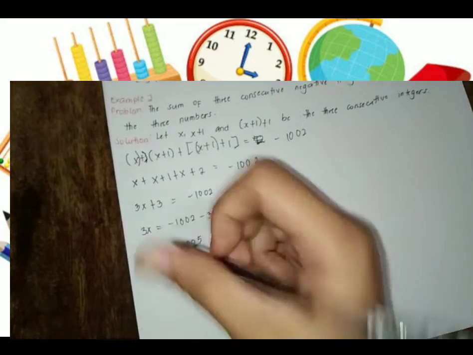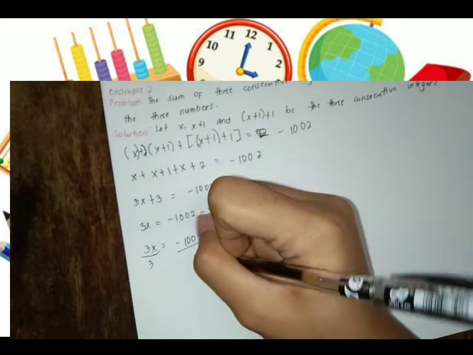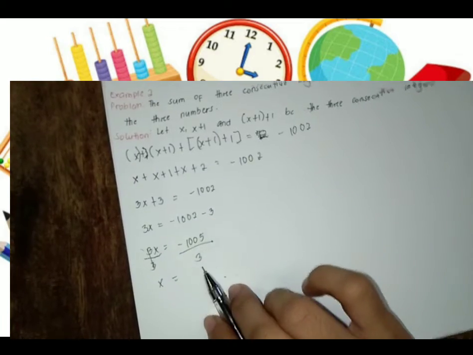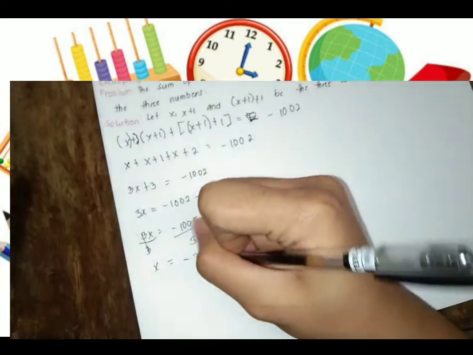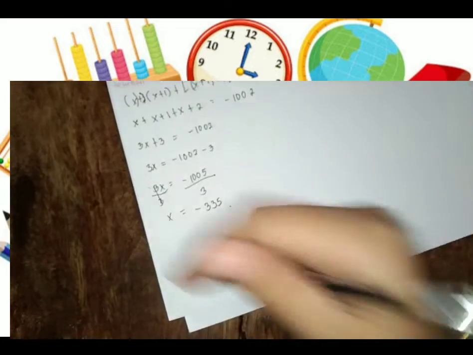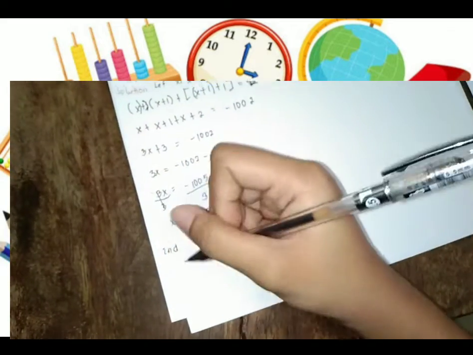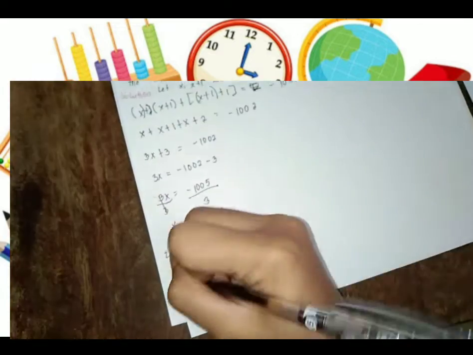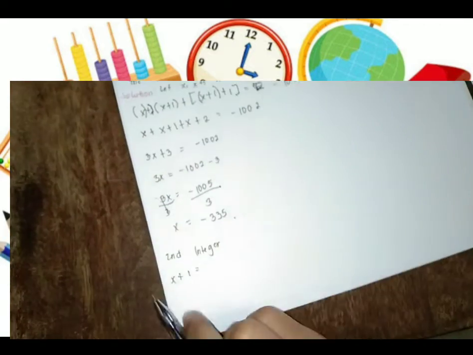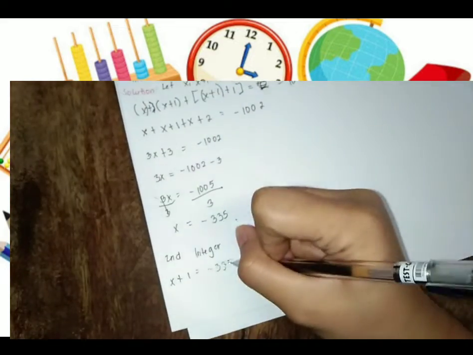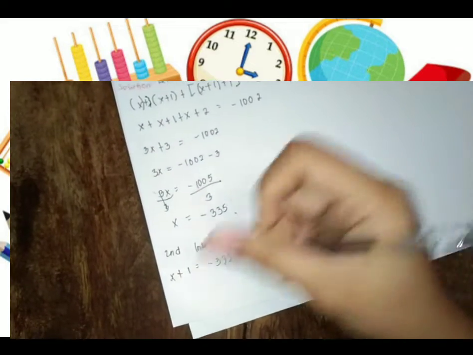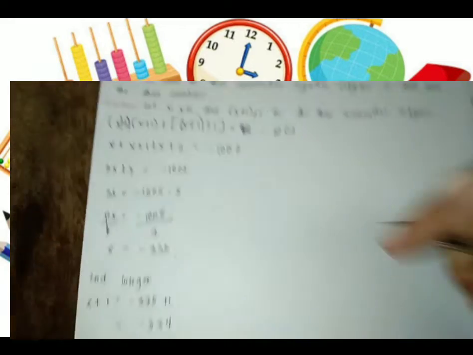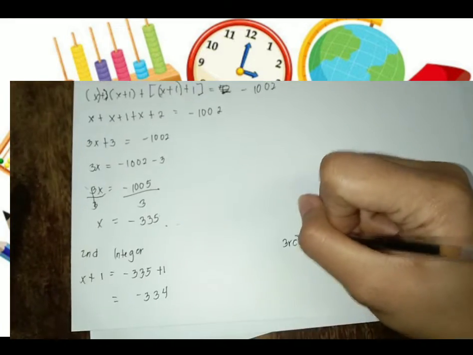Now we are going to divide the 3 into both sides. Cancel. Negative 1,005 divided by 3 is equal to negative 335. So we are going to look for the second integer or number. Okay, so we will just use x plus 1. Our x is negative 335 plus 1 is equal to negative 334.